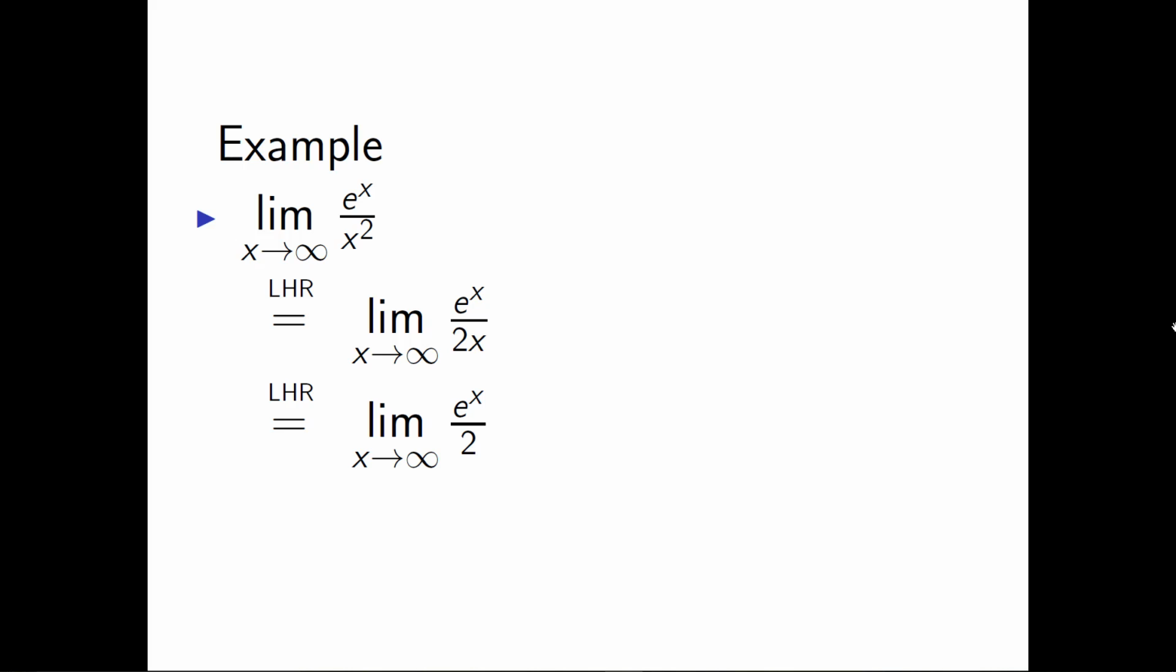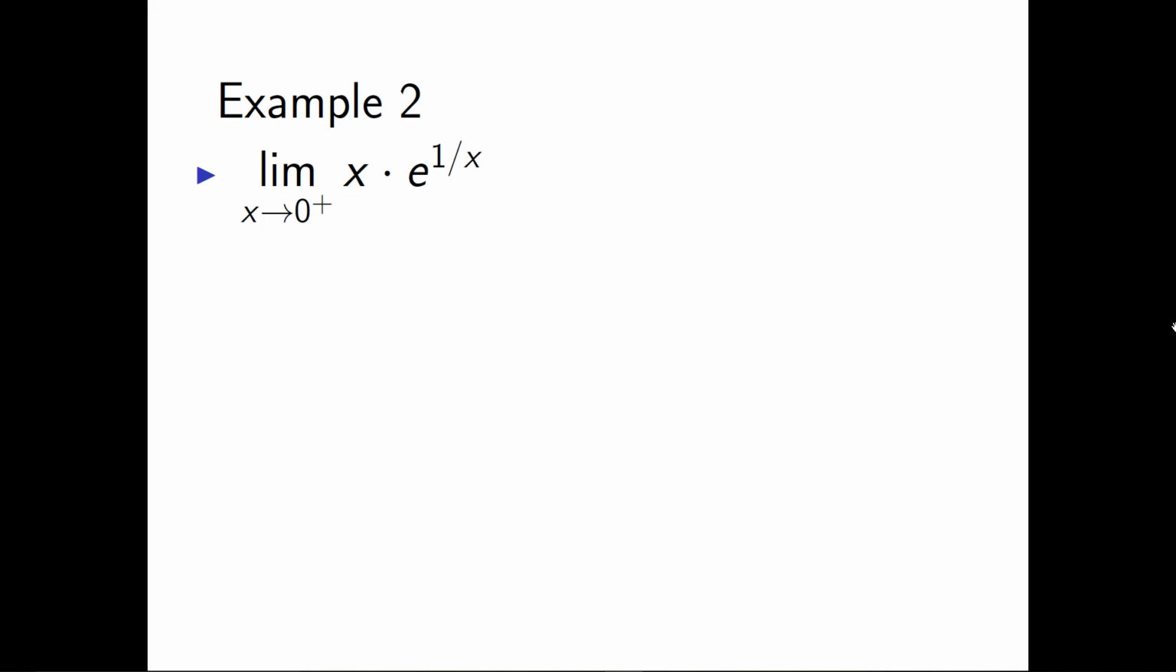Now we have e to the x over 2. This is not an indeterminate form anymore. It's not an infinity over infinity case. It's an infinity over a finite. And so, in fact, infinity over 2 in this case is just going to go to infinity. So that's the limit of e to the x over x squared as x goes to infinity. A way to think about this is that the e to the x is getting bigger faster than the x squared, which isn't a surprise. This is an exponential, but that means this whole function is going to go to infinity.